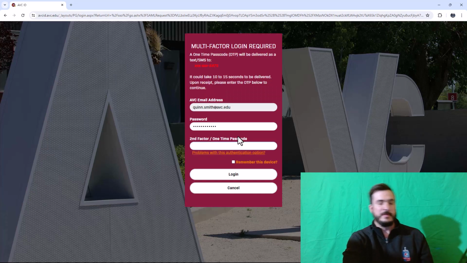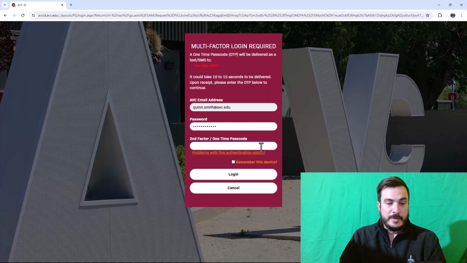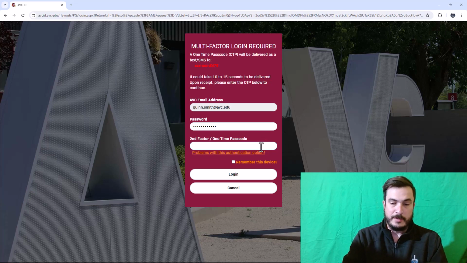Very good. Get my two-factor authentication. Send me the text and I'll punch that in. And we'll get that going. There we go.